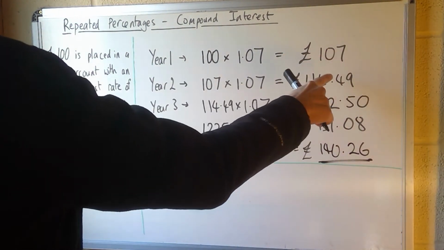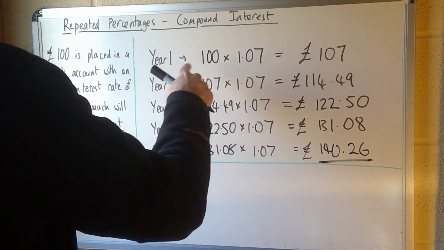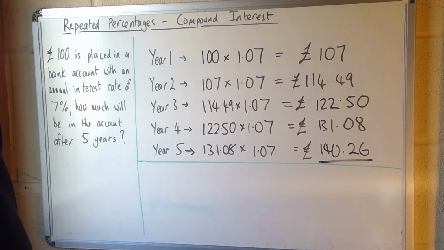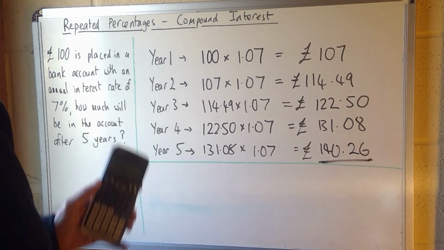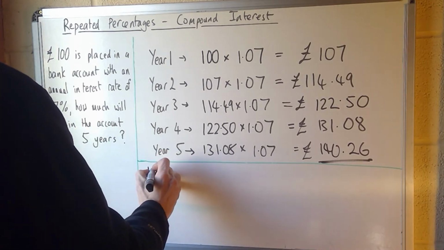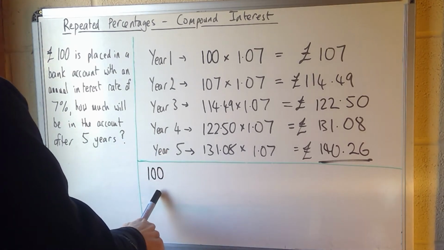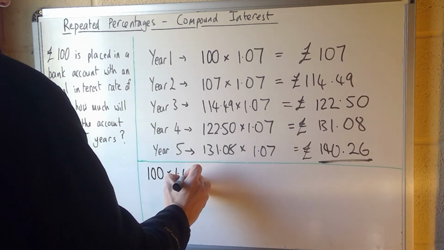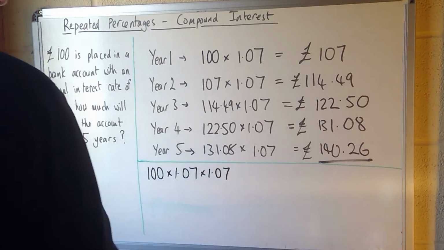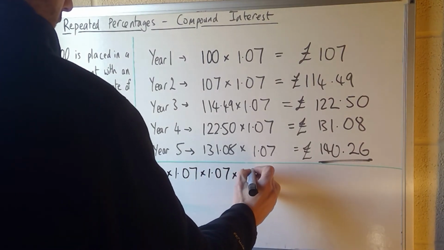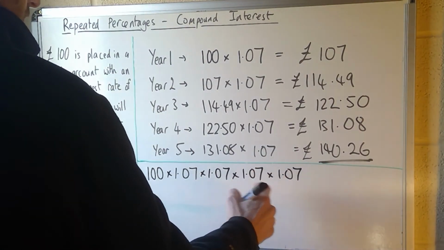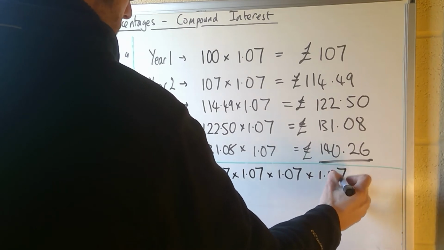This is quite a long process. I need to work out what 1 year is before I can go on to the next. However, there is a much quicker way. Because I was keeping the number on my calculator, I'm sure some of you will have realised that what I've actually done is started with my original amount, £100, and then multiplied it by 1.07, and then multiplied that by 1.07, and then multiplied that by 1.07, and then multiplied that by 1.07, and for a 5th time.